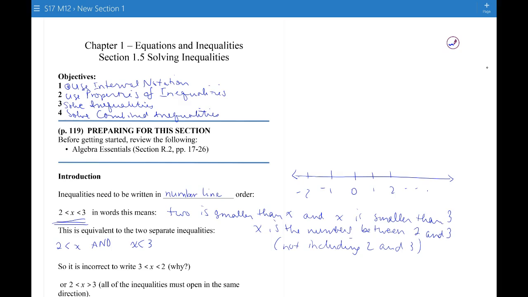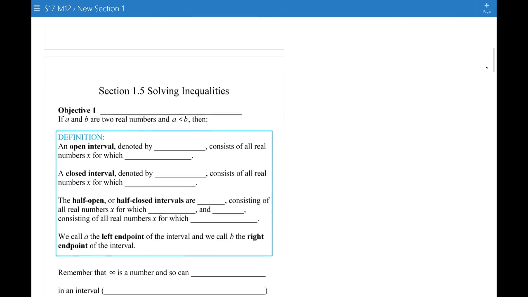So it's incorrect to write 3 is less than x is less than 2 because there aren't any numbers that are less than 2 and bigger than 3. So that wouldn't make any sense. And then this next one doesn't make any sense because you're saying x is bigger than 2 and x is bigger than 3. Well, all the numbers bigger than 2 and bigger than 3 is all the numbers bigger than 3. So that's redundant. You don't need that extra information there. So all of the inequalities need to open in the same direction, and the numbers need to be in number line order. 2 is to the left of 3 on the number line, so 2 needs to be to the left of 3 in the inequality notation.